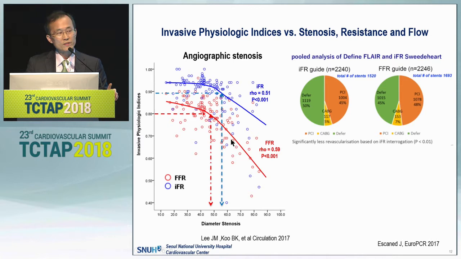So if we scatter the changes of IFR according to percent diameter stenosis and FFR, you see that the FFR cutoff meets less severe stenosis lesions than the IFR cutoff. This represents why in the DEFINE-FLAIR and iFR-SWEDEHEART studies, the IFR-guided strategy ended up with less revascularization. As you can see here, a smaller number of stents, less PCI, less bypass surgery.